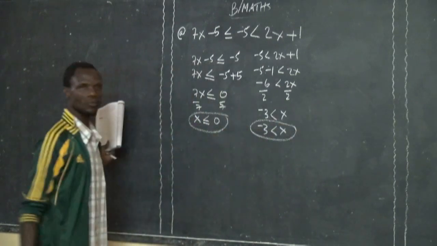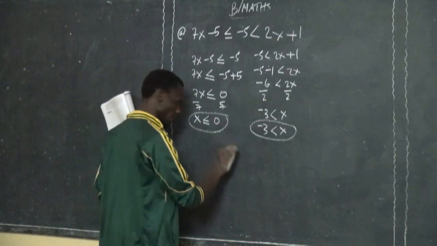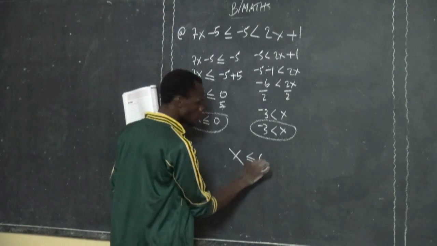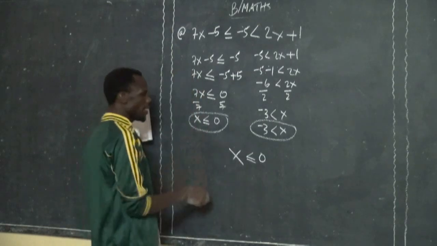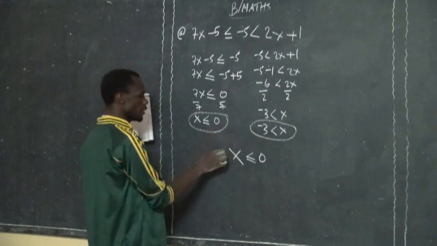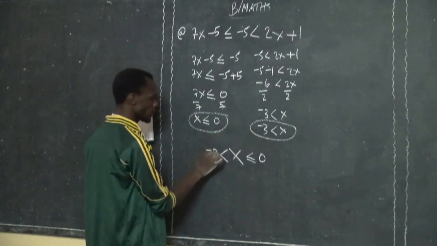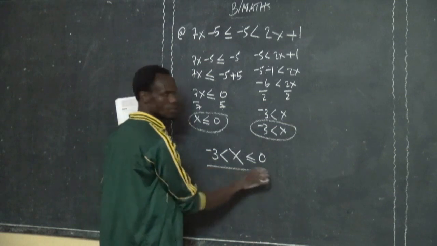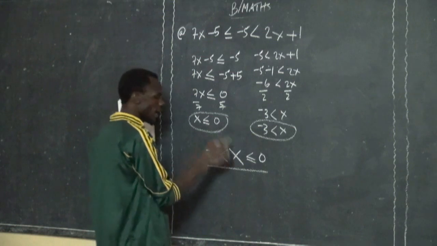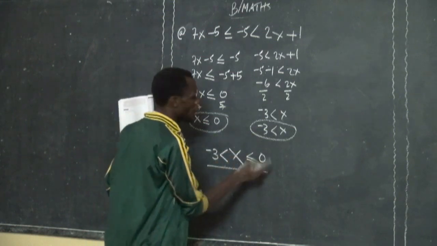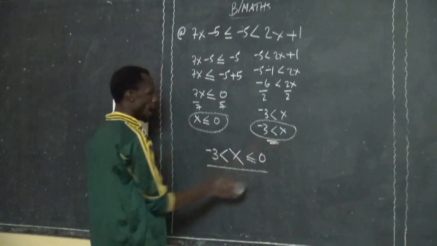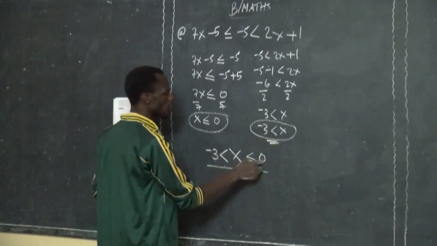Now let us put them together. Now you write your x here. Remember, x is less than or equal to what? To 0, here it is. But remember, x is greater than negative 3. Now you say greater than negative what? Negative 3. This is the way it is. That is to say, x is greater than negative 3 and x is less than or equal to 0. Or in other words, we say negative 3 is less than x, here it is, and x is less than or equal to 0, here it is.